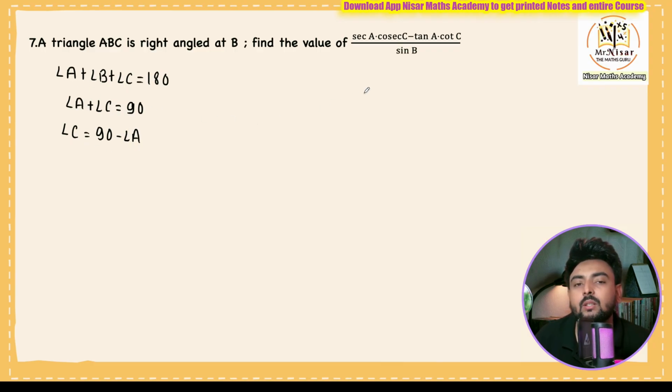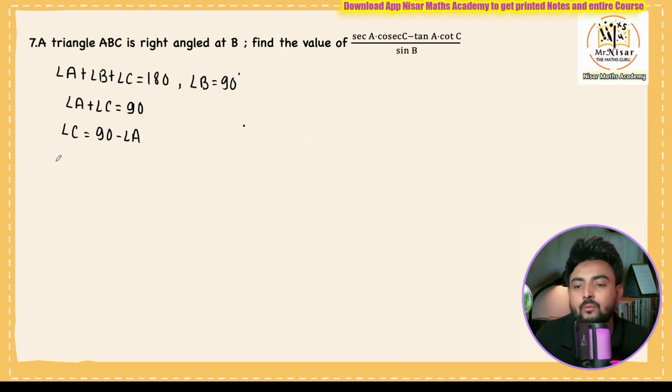Now why are we doing this? Because here see, it's sec A, cosec C, tan A, cot C. So we should convert all these angles into one thing, either angle A or angle C. Sorry, angle A we will convert. Here sec A is there, so we'll convert in angle A. And here angle B value is given to us as 90, because it is right angled at B. Fine. Now let's take the question. In the question it is said that sec A into cosec C minus, just give me a minute.